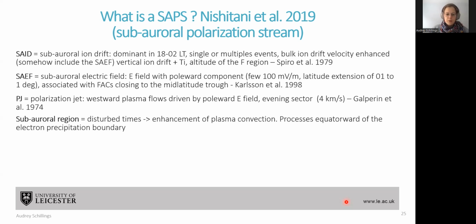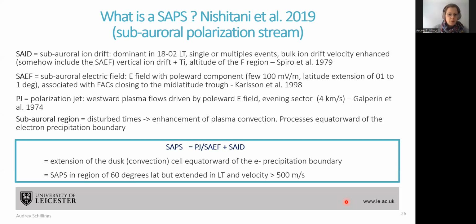And then if you take all of these three and put them in the sub-auroral region, which is basically where, during disturbed times, you have an enhancement of the plasma convection, equatorward of the electron precipitation boundary or the auroral oval, you end up with what is called nowadays a SAPS, a sub-auroral polarization stream. So a SAPS is a combination of a polarization jet or sub-auroral electric field and the sub-auroral ion drift.